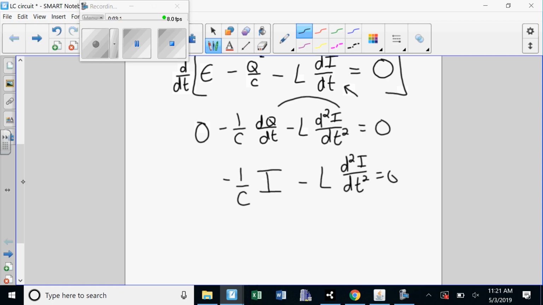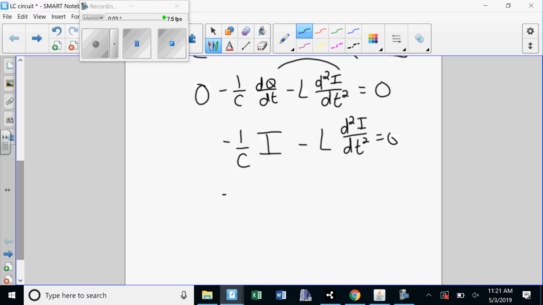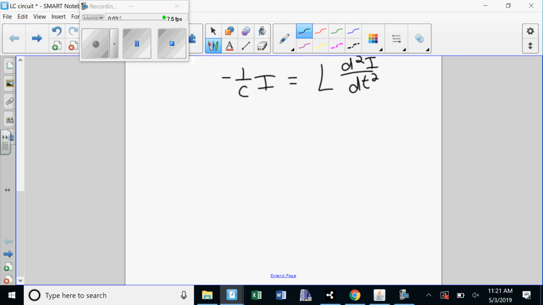Okay, so I'm going to go ahead and move the derivative to the other side. So I get minus 1 over C times the current is equal to L times the second derivative of current with respect to time. And I want the derivative all by itself, so I'm going to remove the L by dividing it from both sides, and I get minus 1 over LC times the current is equal to the second derivative of current with respect to time. So this is now a second order differential equation. The second derivative of something is equal to minus some constant times that something.